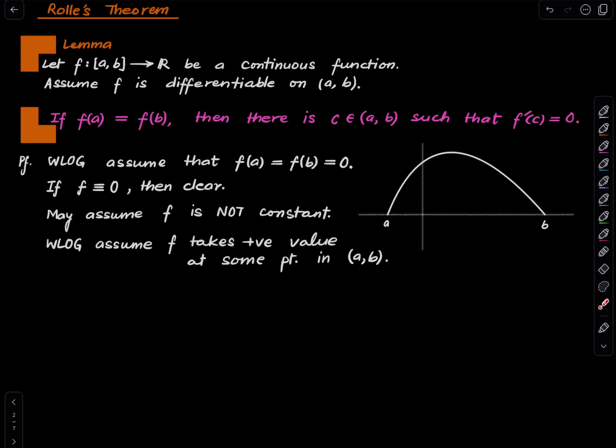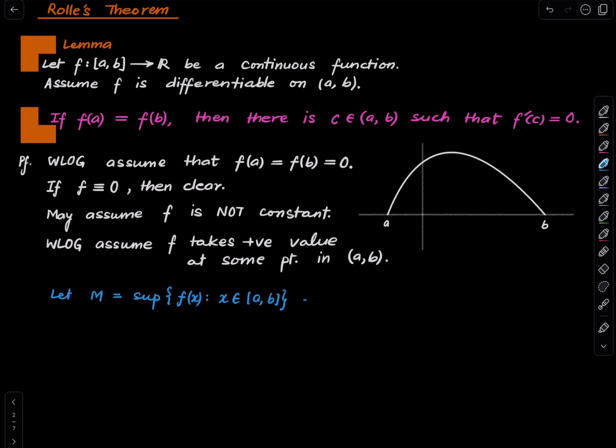Right? At a and b, it is taking the value 0. So, since we are assuming the function is not constant, somewhere in the middle, it has to take a non-zero value, but we may, without loss of generality, assume that it takes positive value. Okay, and now we will just say, let m be the supremum of f, or the values of f.